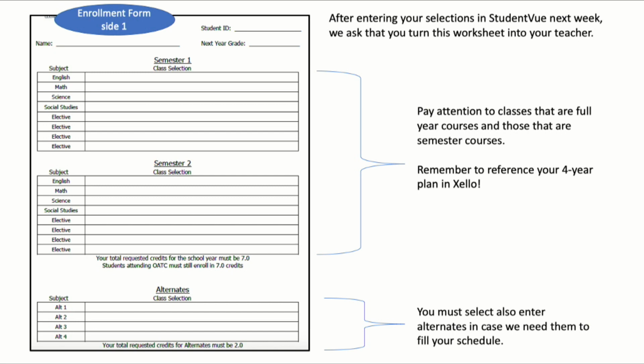So in the first section, you're going to have the classes that you want for first semester. So you'll want to fill in for your grade level, English, math, science, and depending on what grade level you are, you'll have social studies as well, and then your electives for semester 1, and then the same thing for semester 2. And then the bottom section is where you're going to fill in your alternative options, which would be the classes that you'd be okay taking if the elective that you've chosen doesn't fit or isn't offered in the semester that you've selected it.